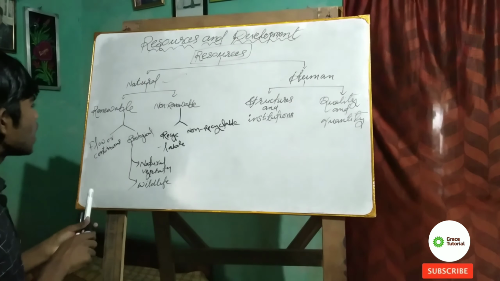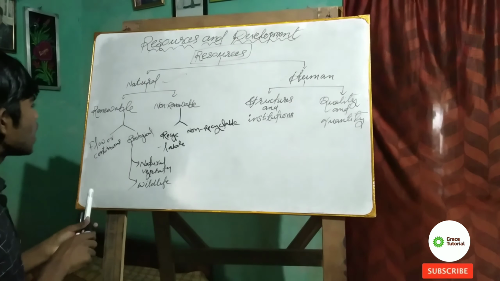The renewable resources have been further divided into two types. One is flow or continuous resources and the other is biological resources. So which resources are said to be flow or continuous resources? Those resources which do not remain at one place and move from one place to another by the action of the physical environment. Resources like running water, winds, etc. come under the flow or continuous resources.